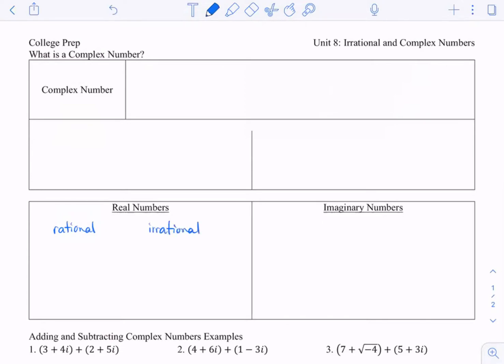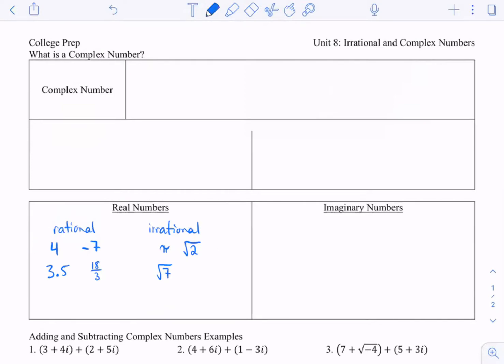So rational numbers being like 4, -7, 3.5, 18/3. These are all rational numbers. Irrational numbers are something like pi, or the square root of 2, because there is no exact square root of 2. Or the square root of 7. So these are all irrational numbers, but they're all under real numbers.